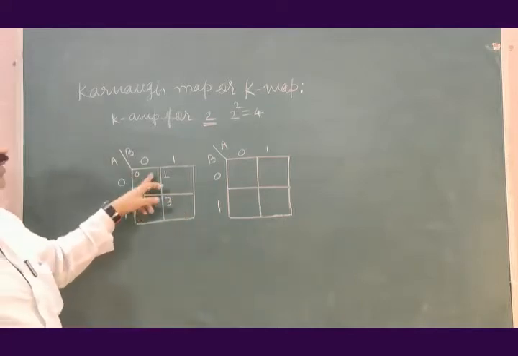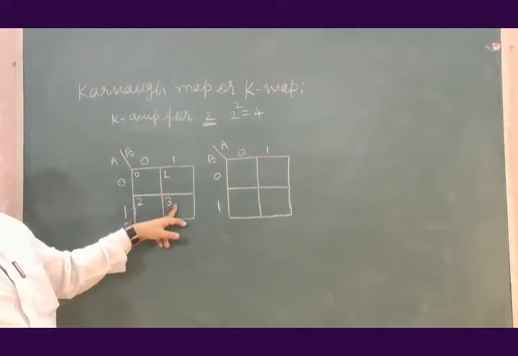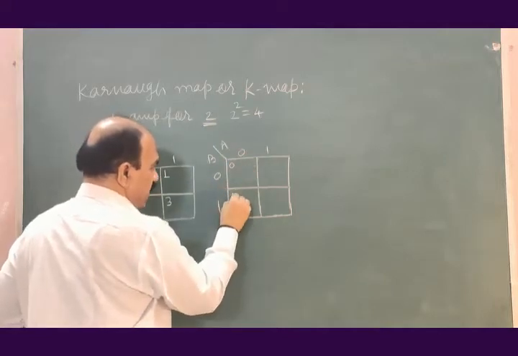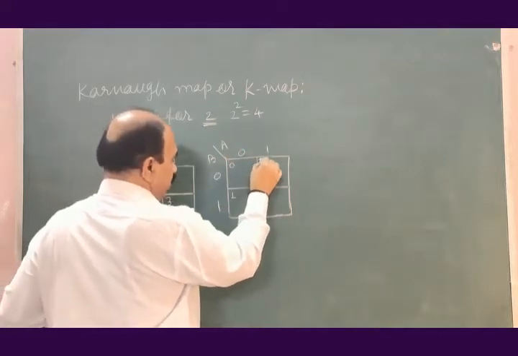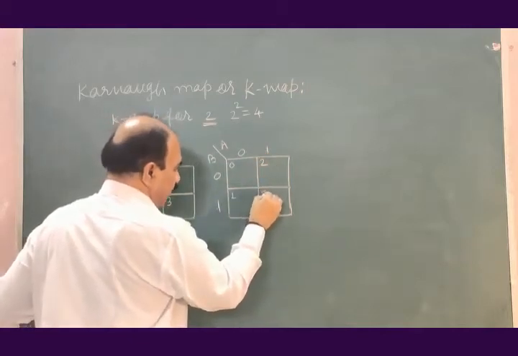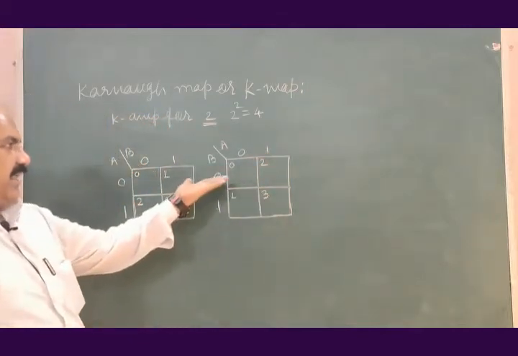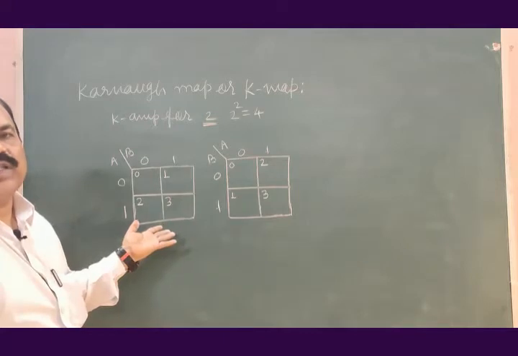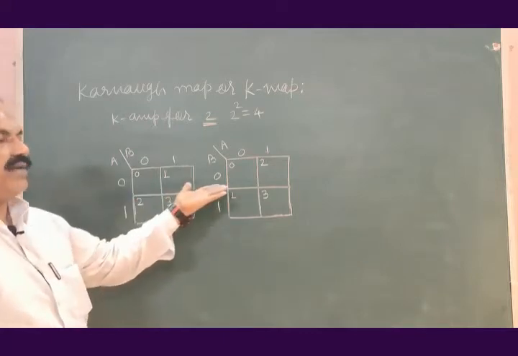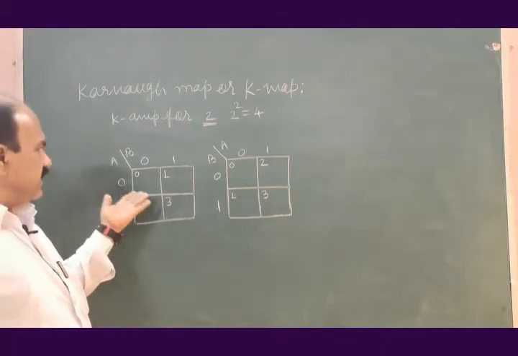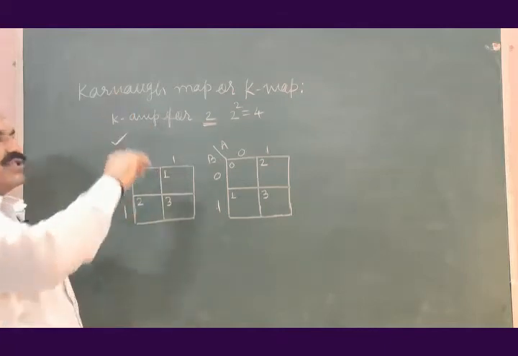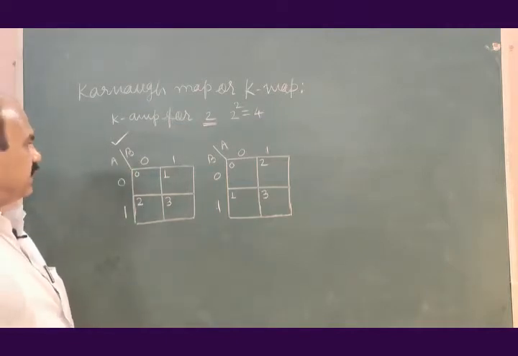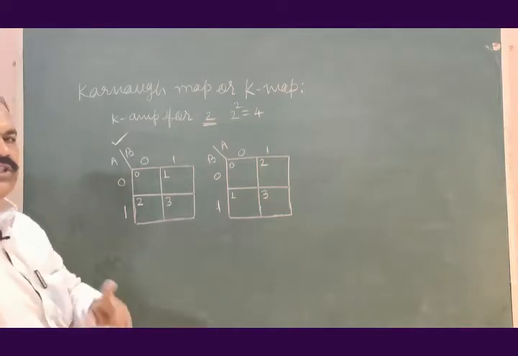This is cell number 0, cell number 1, cell number 2, cell number 3. Either you plot the Karnaugh map this way or this way. You can plot the K-map for two variables in either way. Let us use this way. Keep in mind this way. Okay. Then let us plot the Karnaugh map for three variables.